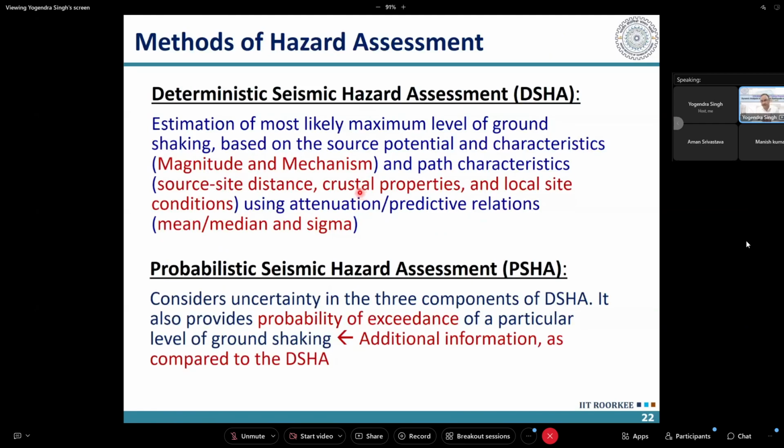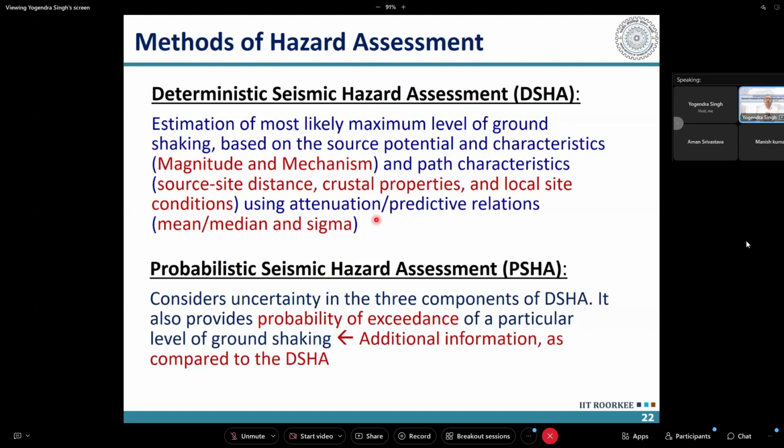So the spectral shape is given in the code, but still we need the zone factor. If I have to use the response spectrum shape given in the code, I need a zone factor or ZPA, zero period acceleration, or EPGA, effective peak ground acceleration, so that I can multiply it by the shape given in the code, and I will get the complete response spectrum. So there are two methods to obtain the response spectrum or the PGA, and in general, it is called seismic hazard assessment. So any parameter related to seismic intensity we can obtain using these methods.